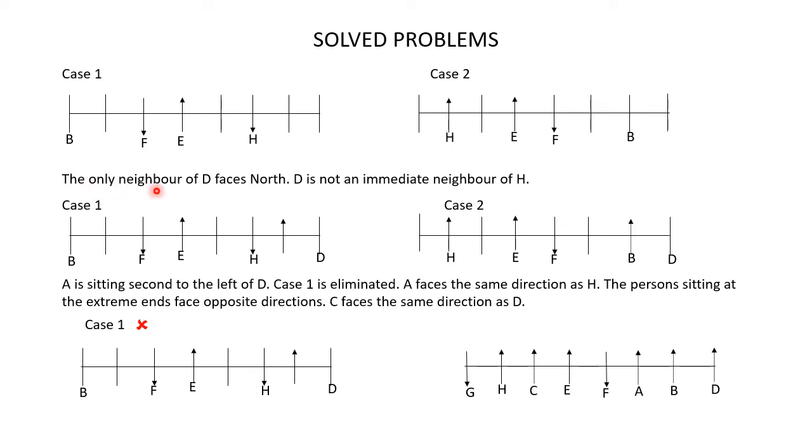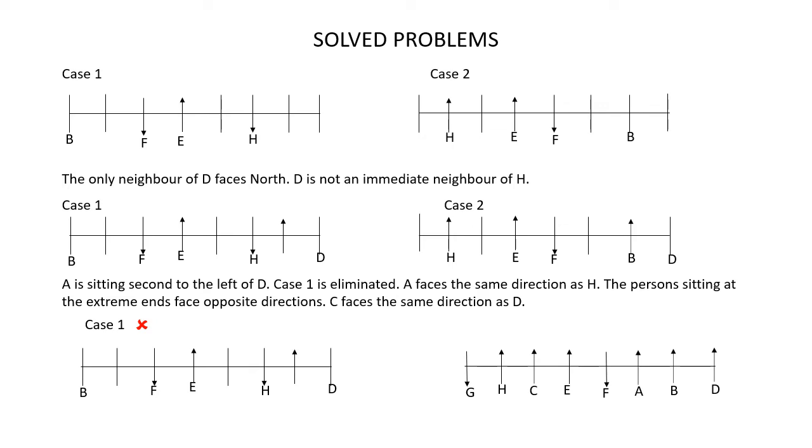It's given that the only neighbor of D faces north. This means that D has only one neighbor. The only neighbor of D means D has only one neighbor. So you cannot place D here because then D will have two neighbors. D also cannot be placed here because again he'll have two neighbors. D cannot sit here because again there will be two neighbors. So the only position for D is this. Then he'll have only one neighbor. So place D here in case 1.